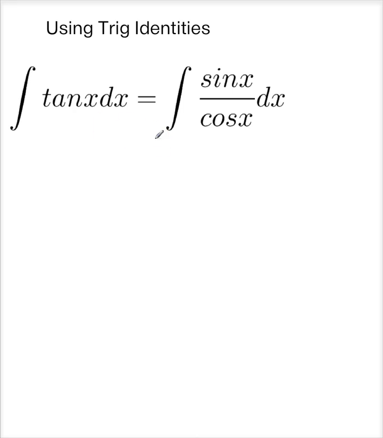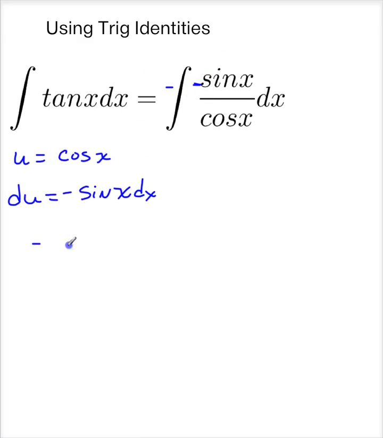Let's see if we can show what the integral of tan is. If I break tangent up into sine over cosine, I see I have a u substitution. If I let cosine of x equal u, then du is minus sine of x dx. So now if minus sine of x dx is du, then I can multiply this through by -1.